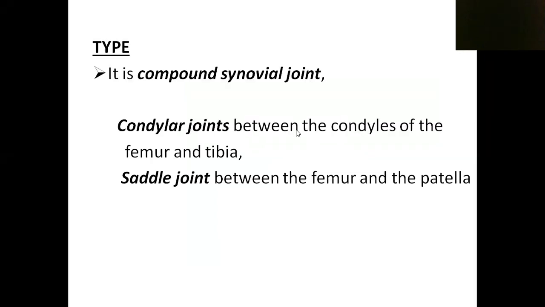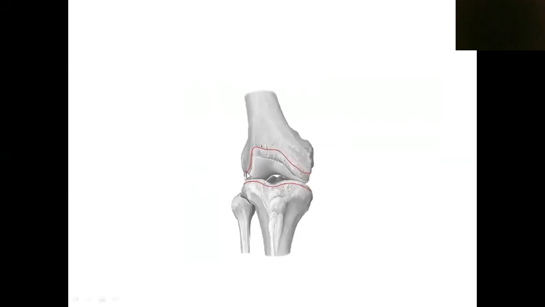So dear students, today we are going to see the details of the knee joint. The knee joint is a compound synovial joint. Compound synovial joint means there we can see the condylar variety of synovial joint and the saddle variety of synovial joint. Condylar variety of synovial joint, see this joint.